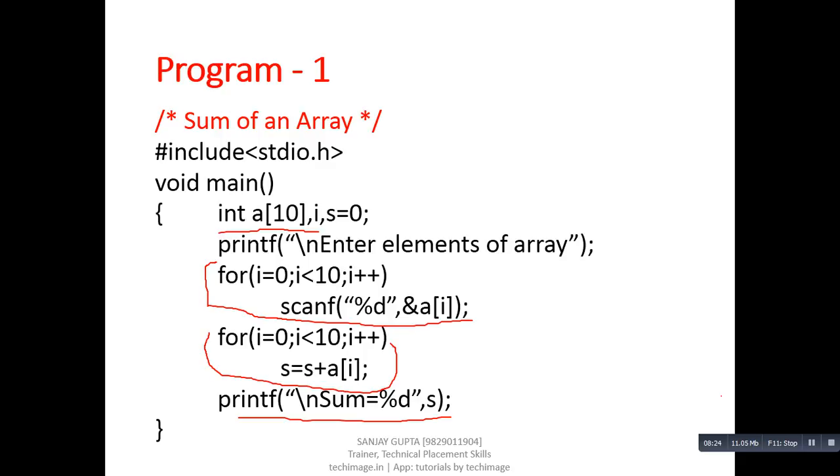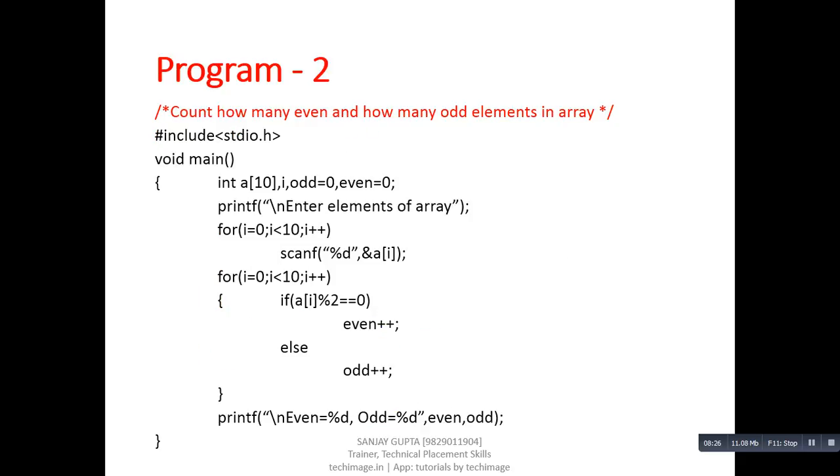Second program, it says count how many elements are even and how many are odd in an array. So the declaration is simple. To read elements, we are using a for loop along with a scanf statement. To count even and odd numbers, we are using an if statement inside the for loop. So you all know the condition to check even or odd elements.